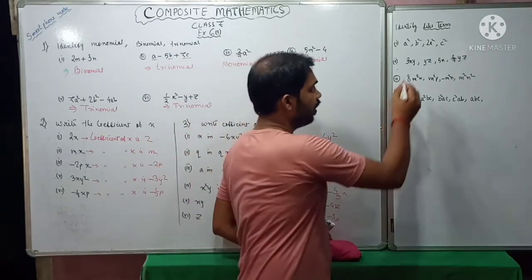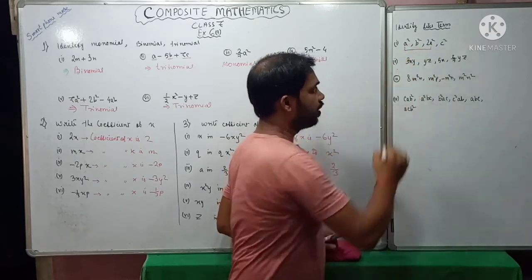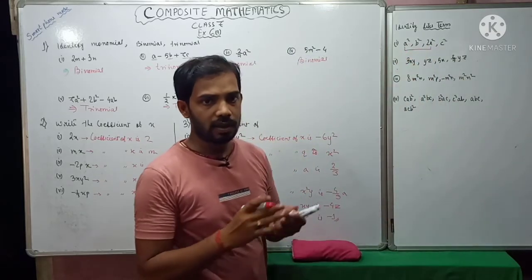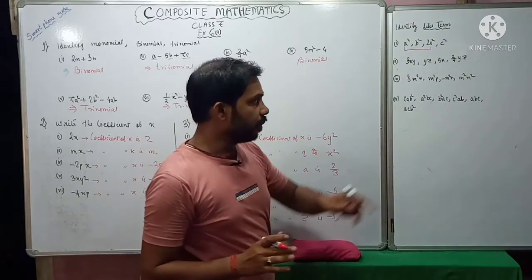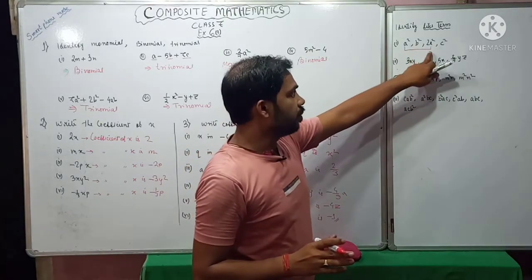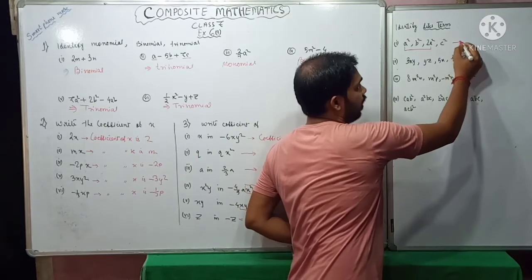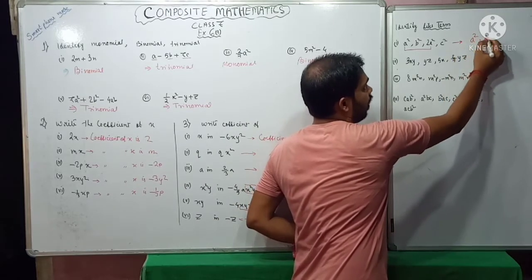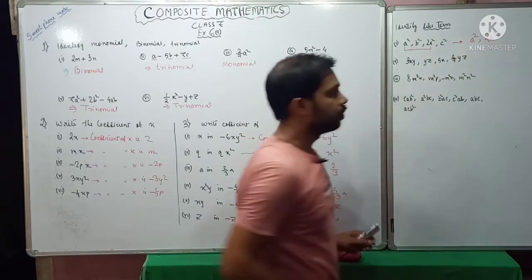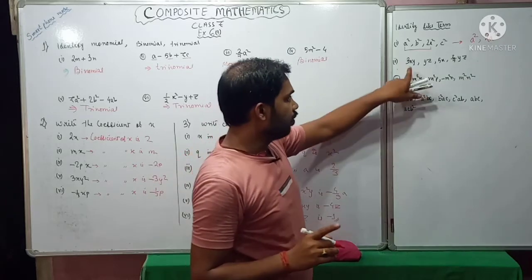Okay. Now you see here a square and here is also a square. Maybe 2a square, 3a square, 4a square. It does not matter. But you see a square is present or not. Okay, a square is present. So here like terms are a square and 2a square. Understood?